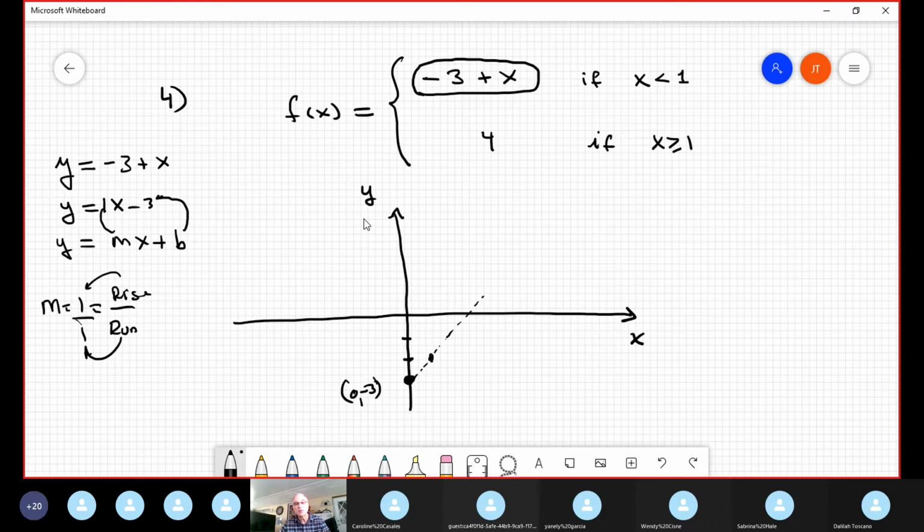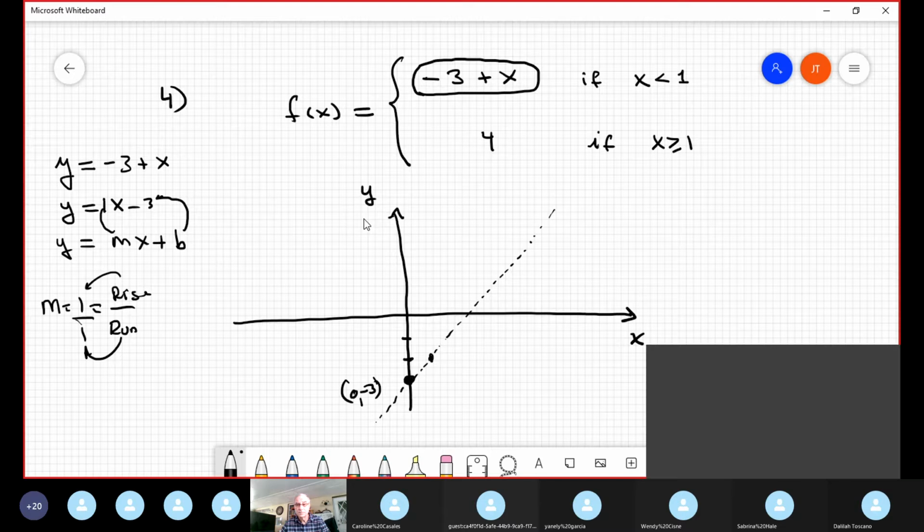I draw it dotted because this is not the final answer. It's a partial answer. Everyone follow me and do the line, or is this complicated? Everything okay so far? Yes, Sabrina. Sabrina always helps me.